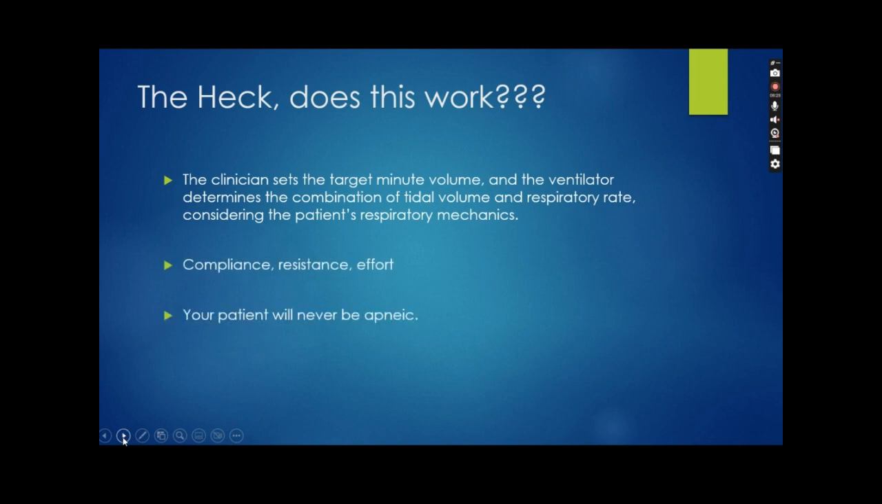The patient will never be apneic. So even if your patient is needing very little support from the ventilator, if their respiratory effort begins to decrease, the patient will still never be apneic. The ventilator will always be ventilating for that patient, depending on the patient's compliance, resistance, and effort.